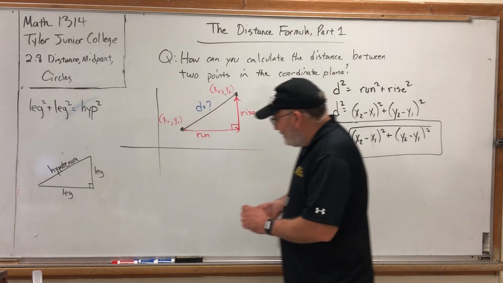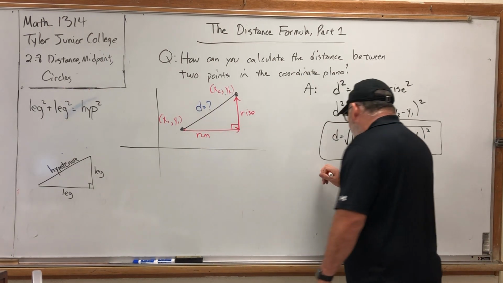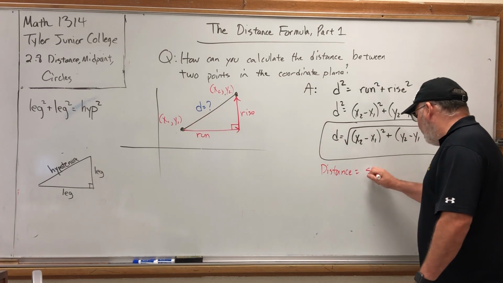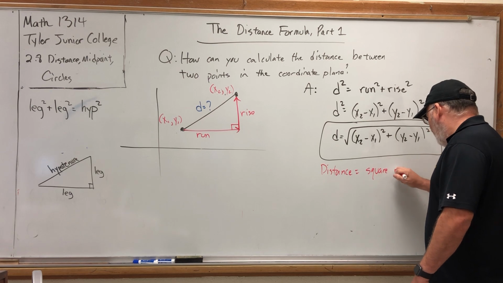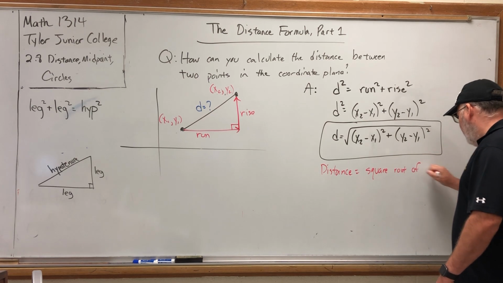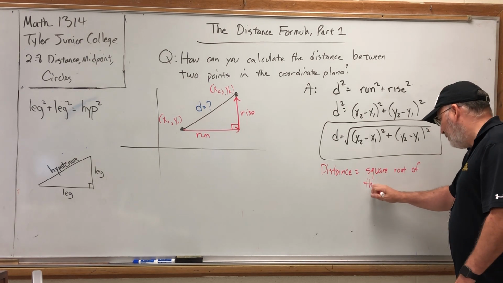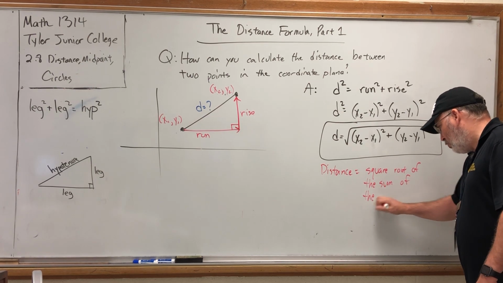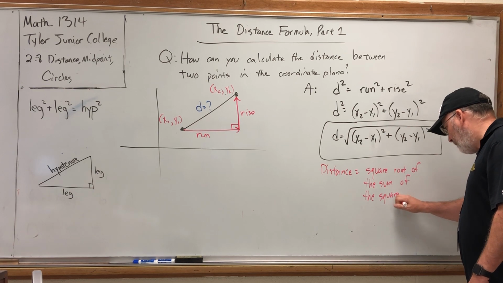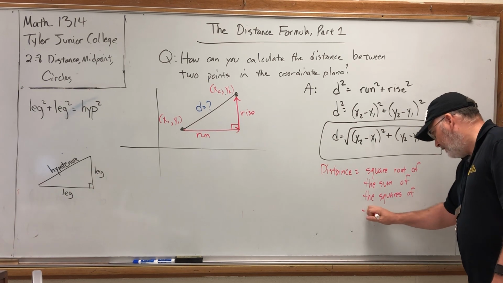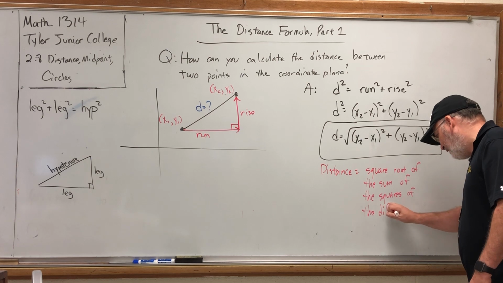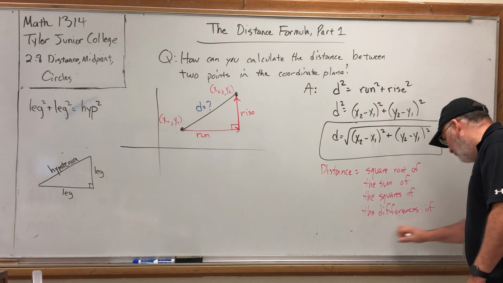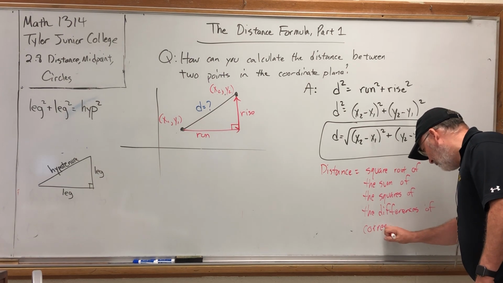I'm going to write that sentence down. Distance is the square root of the sum of the squares of the differences of corresponding coordinates.